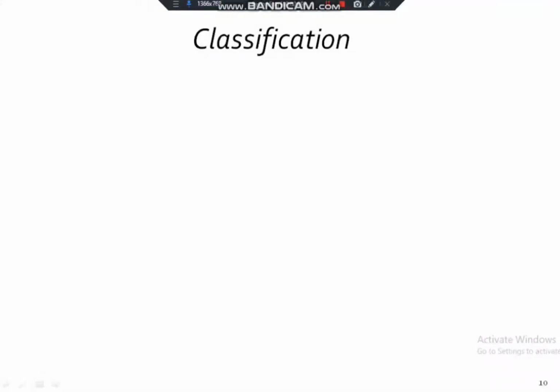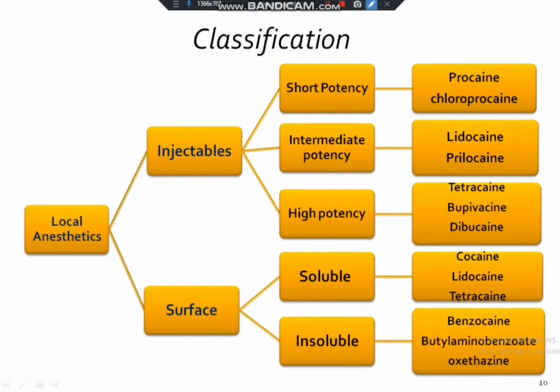Now let's talk about the classification of local anesthetics. Local anesthetics are classified into two types, injectables and surface anesthetics. Injectables are classified into three main types: short potency, intermediate potency, and high potency. Surface anesthetics are classified into soluble and insoluble. Then further they are classified into different drugs, which we will see one by one.